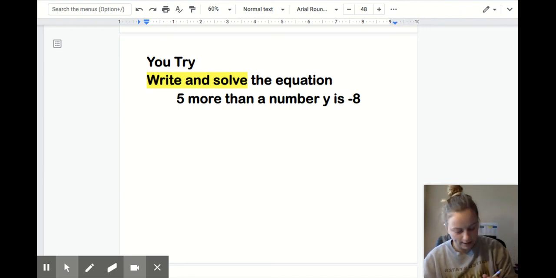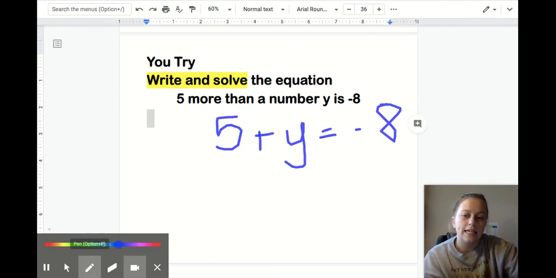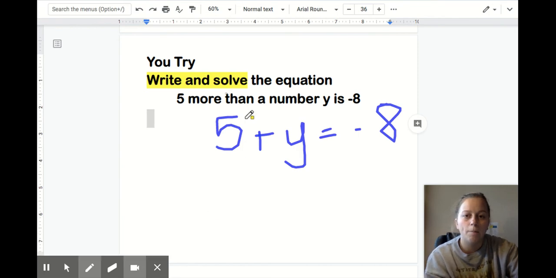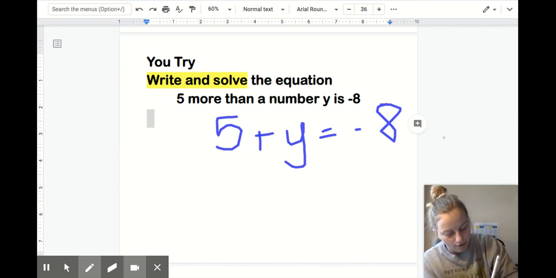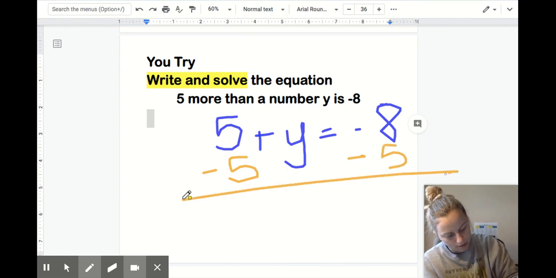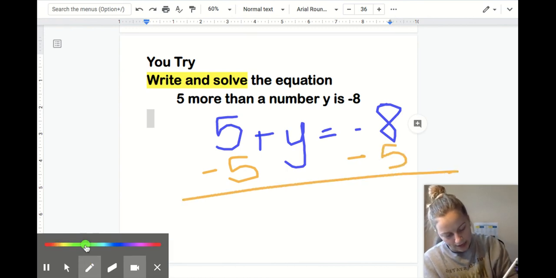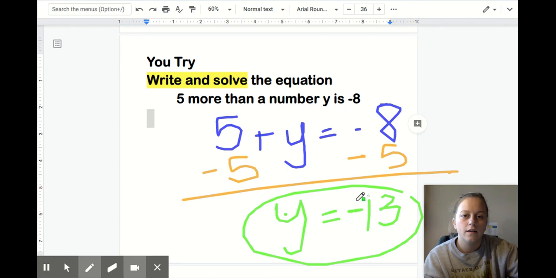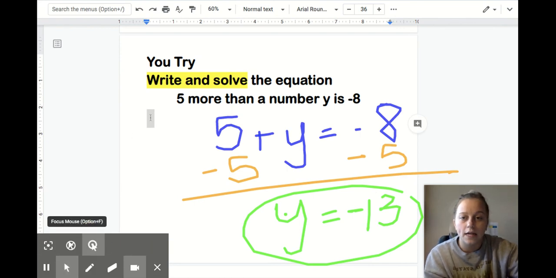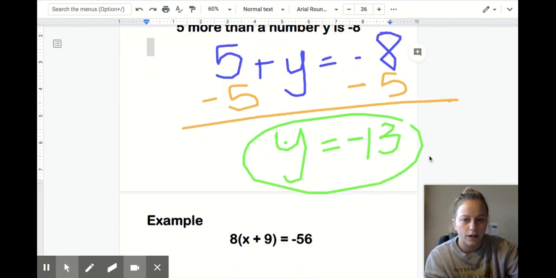All right, here's the correct answer. Now here's the correct equation. So we have 5 plus y, 5 more than a number y, equals negative 8. To get rid of adding a 5, I simply subtract 5 on both sides. And I end up with the answer of y equaling negative 13. Okay, so in some cases, you'll have to write an equation and then solve it.